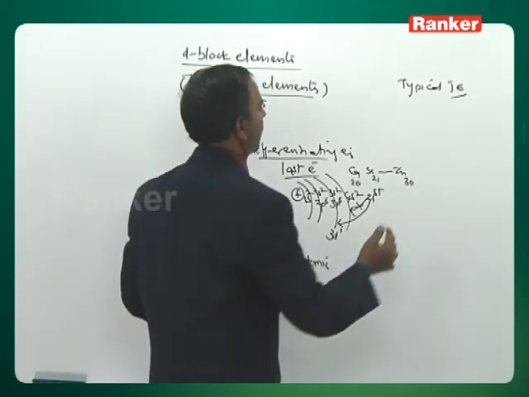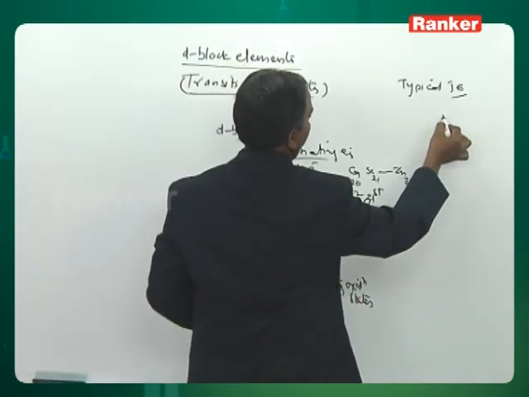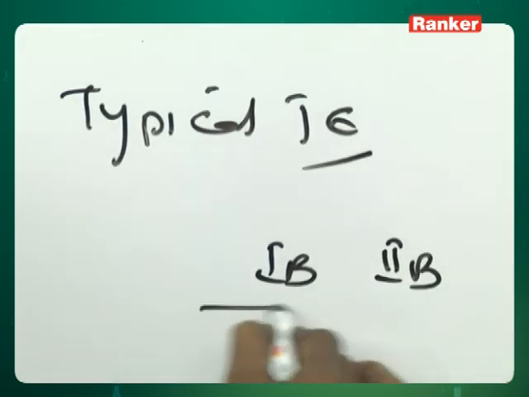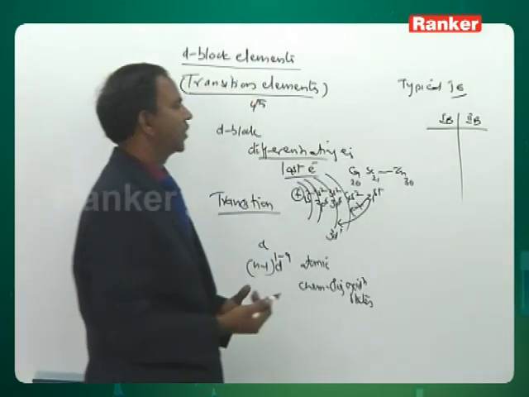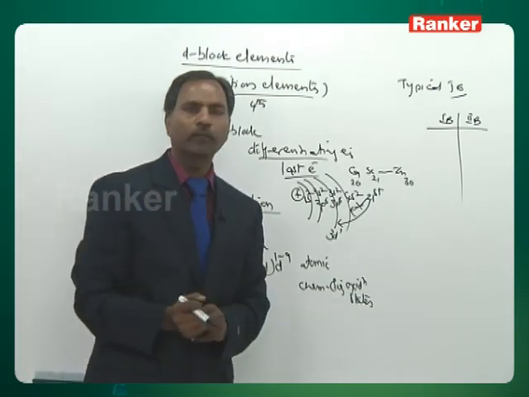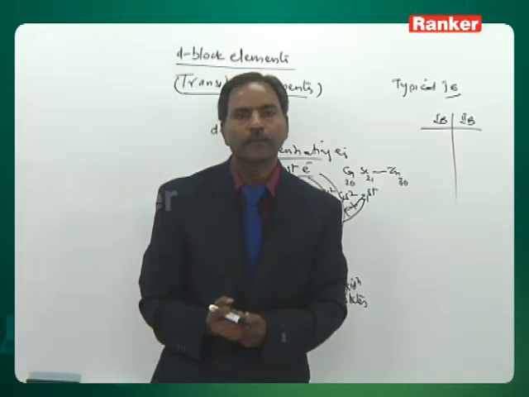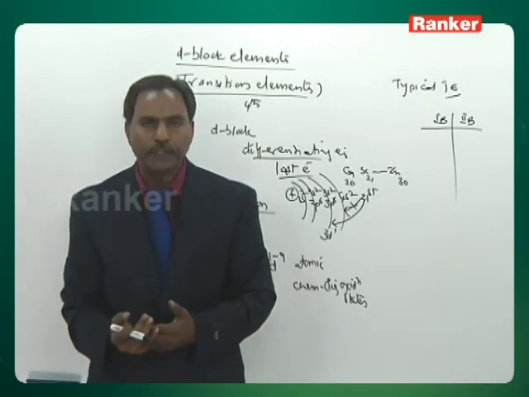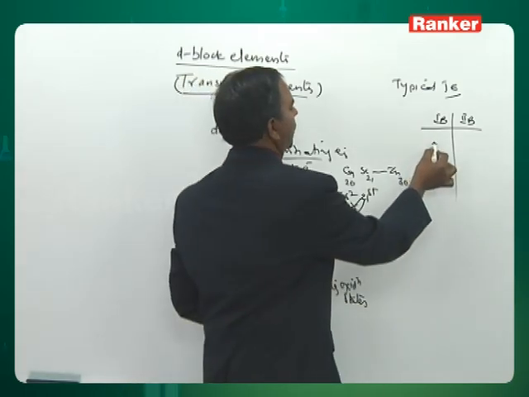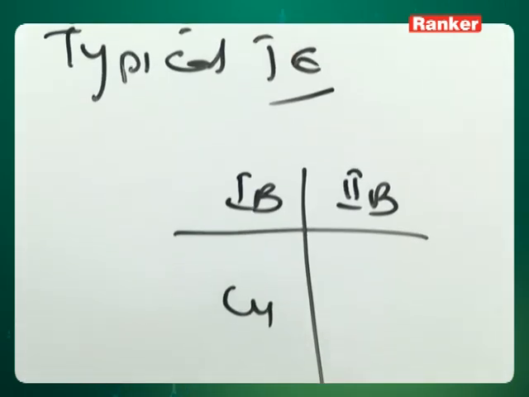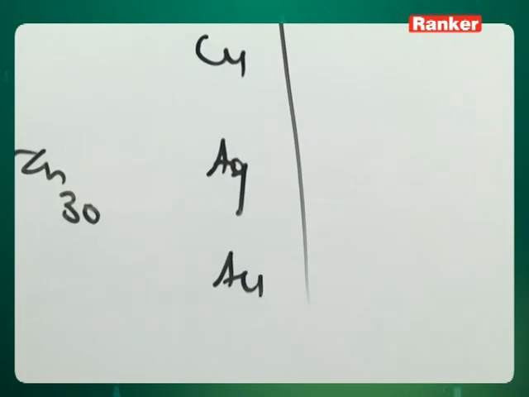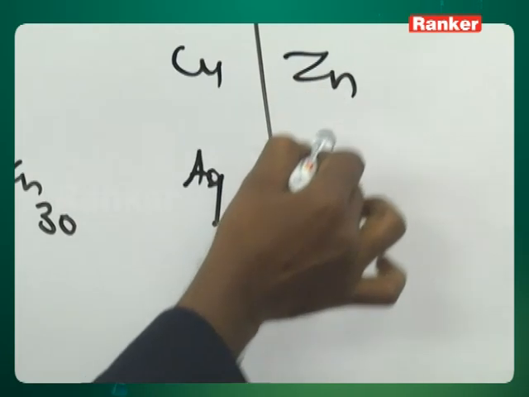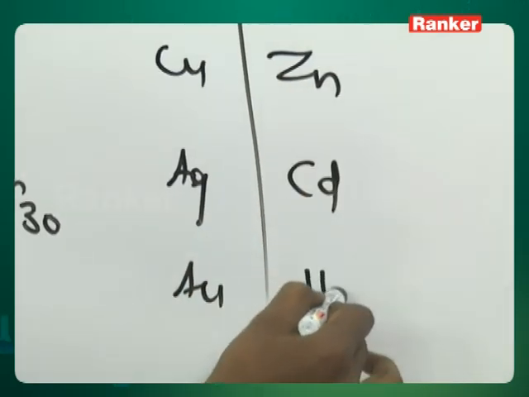Next, typical transition elements. Let me explain this. Let us consider the first B group and the second B group of elements. Recollect what the first B group and second B group are. The first B group is the copper group: copper, Ag and Au. The second B group is the zinc group: zinc, cadmium and Hg.